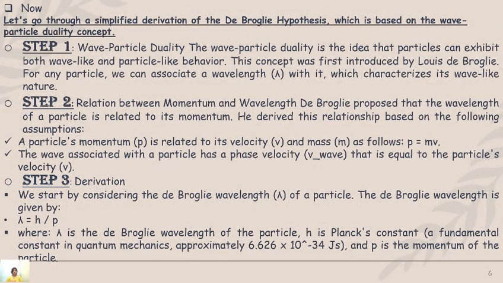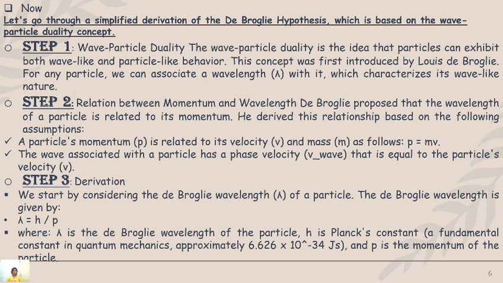Let's see the derivation of the de Broglie hypothesis, which is based on the wave-particle duality concept. There are stepwise. Let's see the first step. Wave-particle duality. Wave-particle duality is the idea that particles can exhibit both wave-like and particle-like behavior. This concept was first introduced by Louis de Broglie. For any particle, we can associate a wavelength with it, which characterizes its wave-like nature.